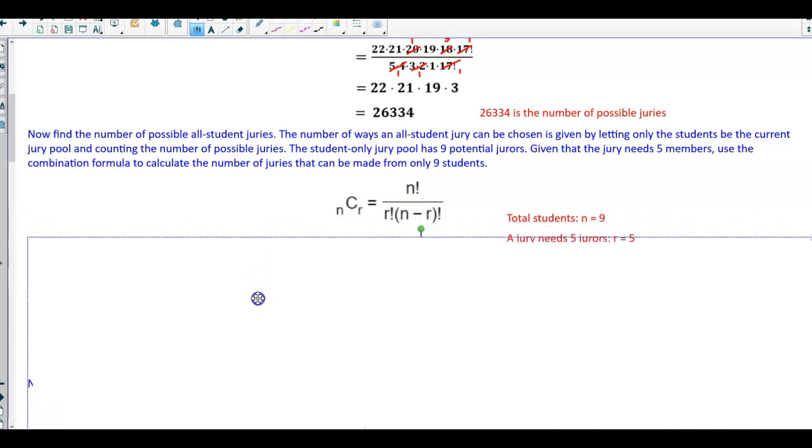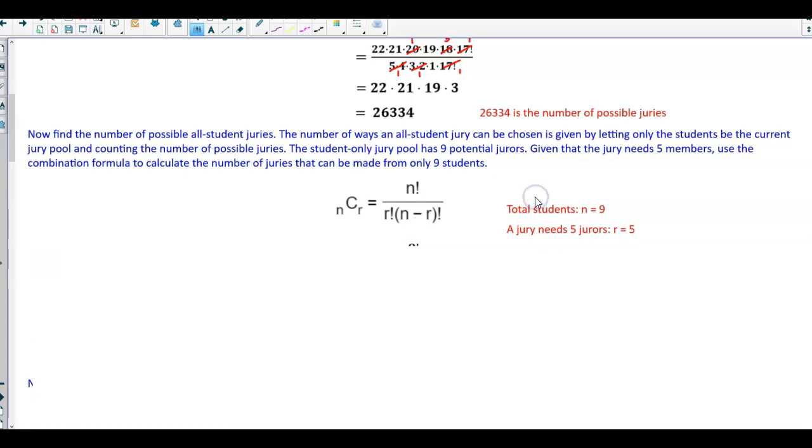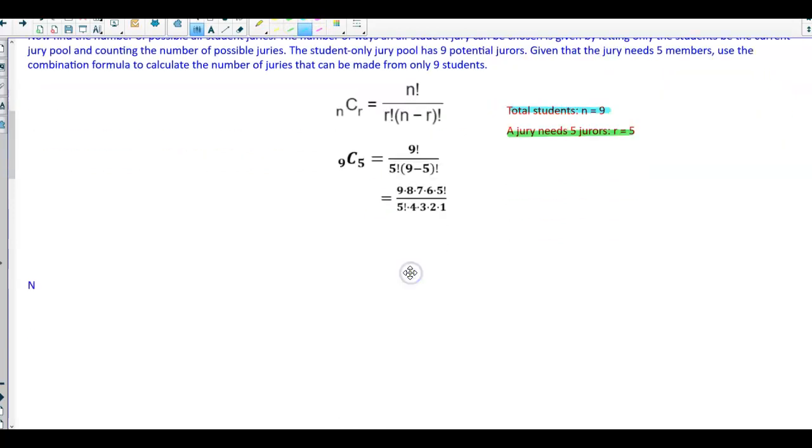So we're going to use the factorial for the combination. So we know that there's a total of how many students? There is a total of 9 students. And a jury needs 5 jurors, which is r equal to 5. So we know that n is going to equal 9. So we're going to place n to be 9. And we know that r is going to be 5.